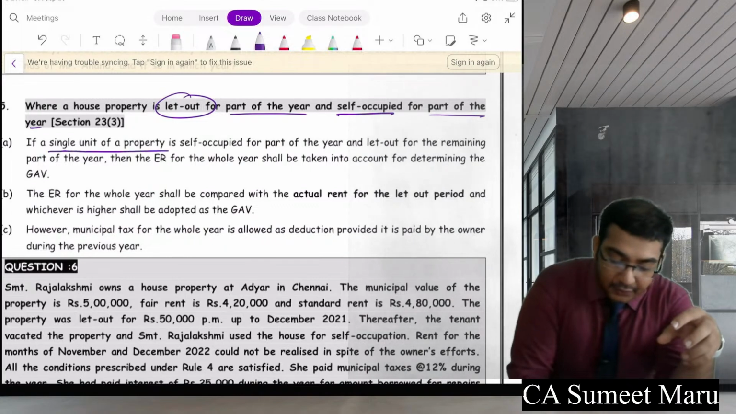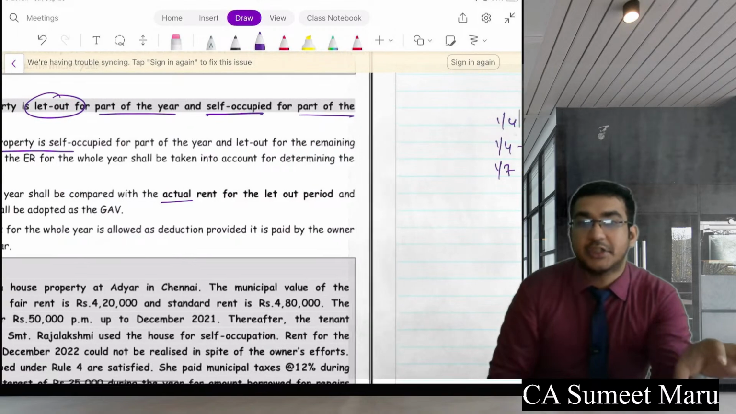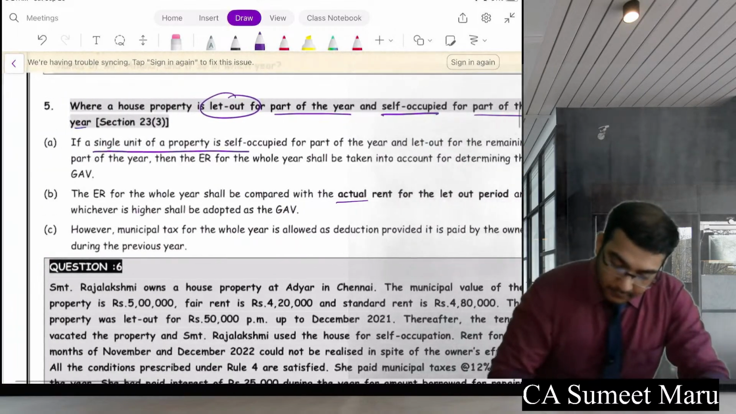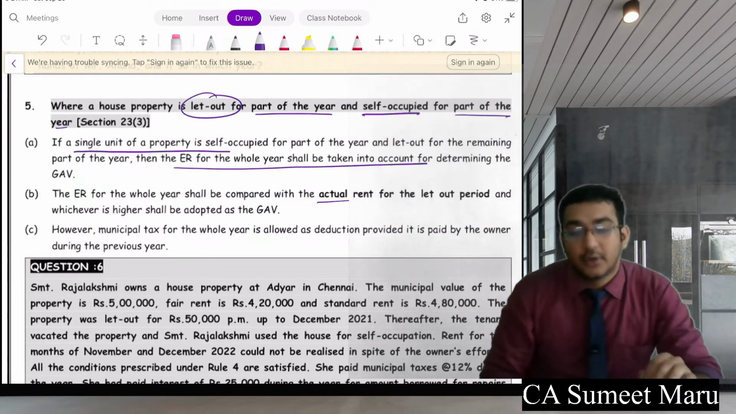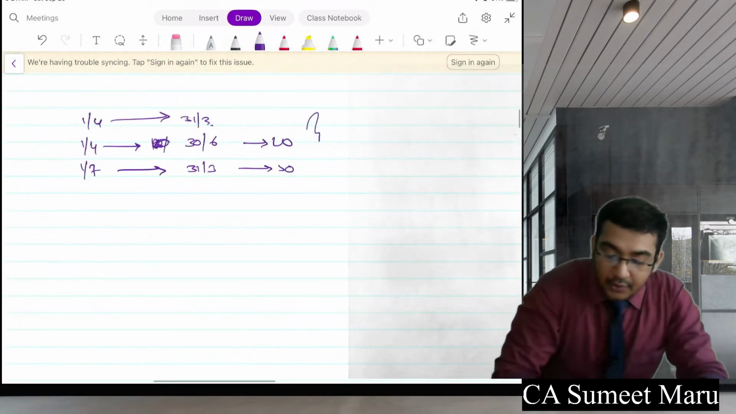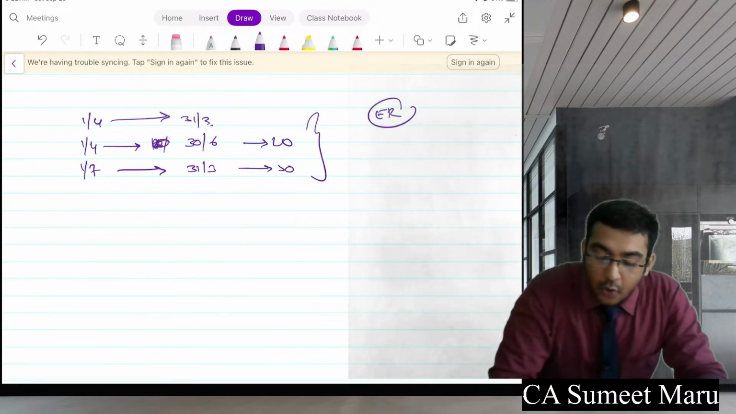Treat it as a single unit. Now here, you won't get any concession. ER for the whole year shall be taken. So in this case, do not do any subsidy for your ER. ER for the whole year will be taken.